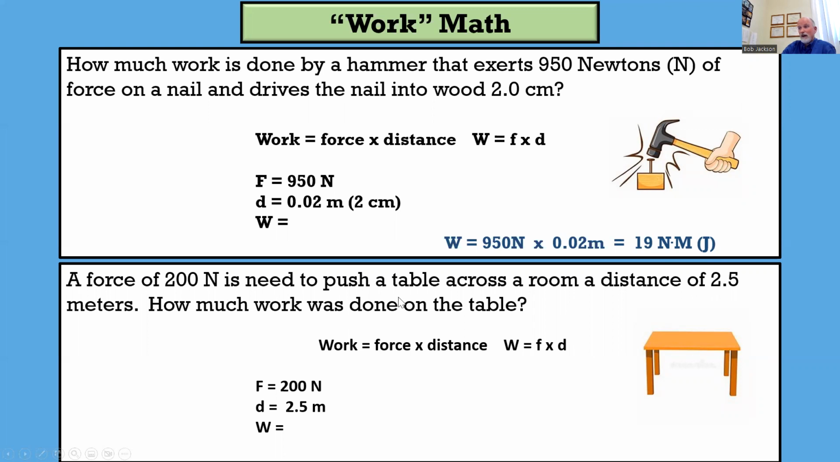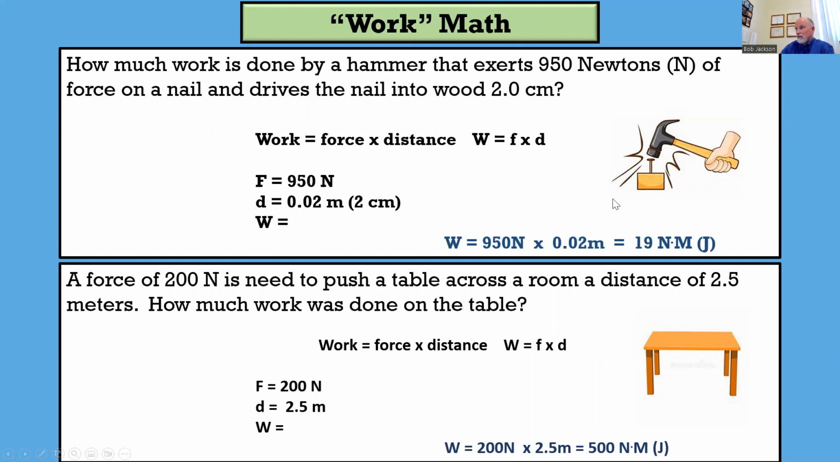Okay. Here we got another problem. We say a force of 200 newtons is needed to push a table across a room a distance of 2.5 meters. How much work is done on the table? So I'm taking the 200 newtons, and it's moved a distance of 2.5 meters. And I'm asked to calculate work. So work will equal 200 newtons times 2.5 meters. That gives you 500 newton meters, or you can say 500 joules.